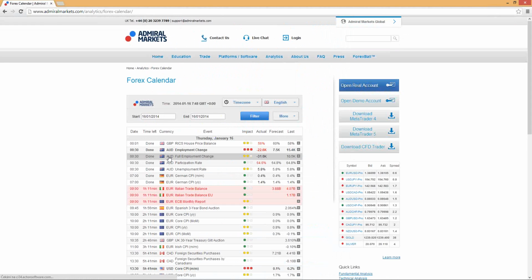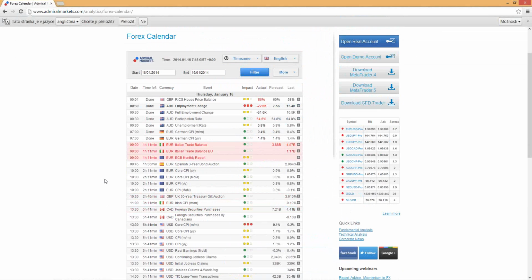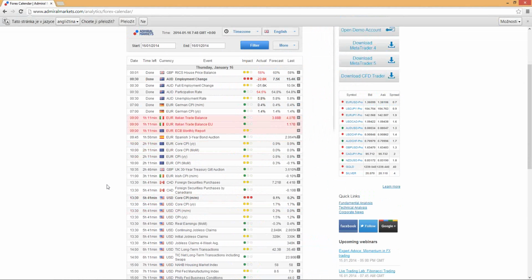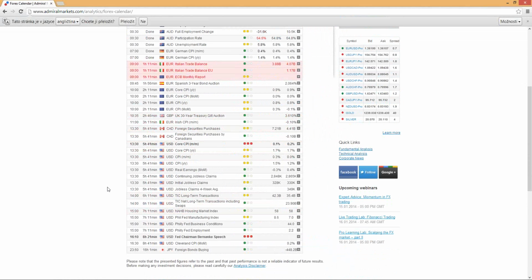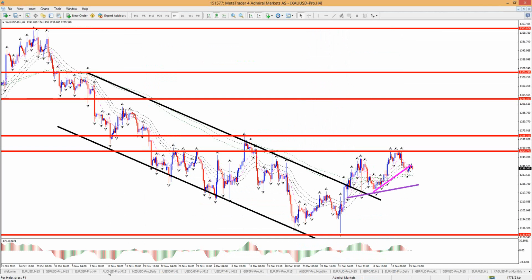Yesterday we had Aussie employment change, which was very negative compared to the forecast. And that did send the Aussie spiraling down. The Aussie was already falling yesterday, paused at a support trend line, but then crashed with this negative news. We got USD core CPI later today and some various Eurozone news as always. With that said, let's take a look at the charts and take a look at that Aussie.